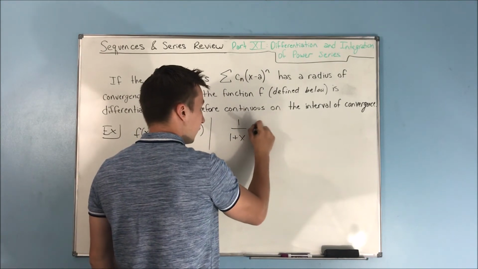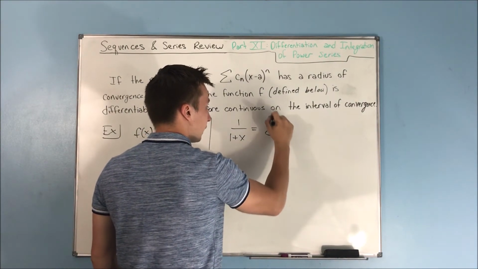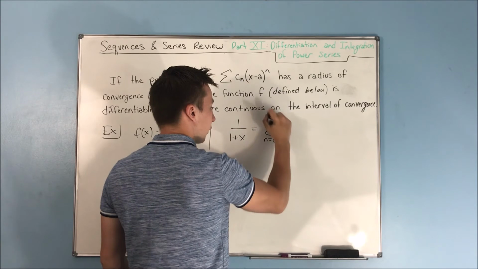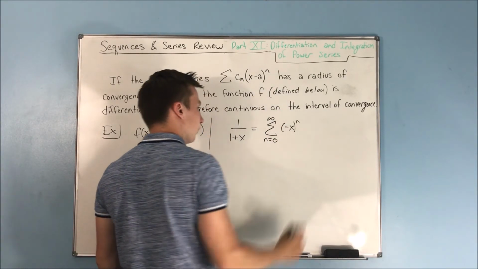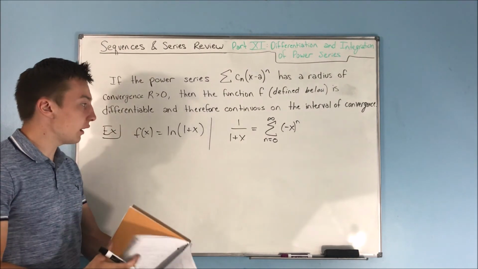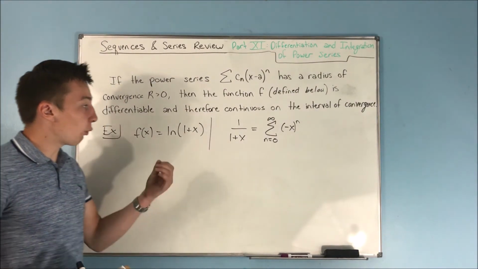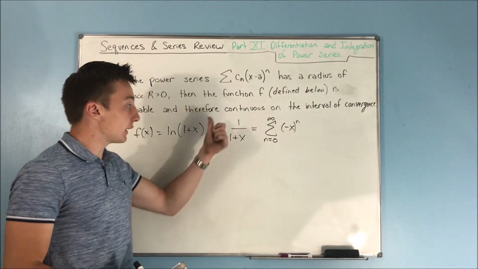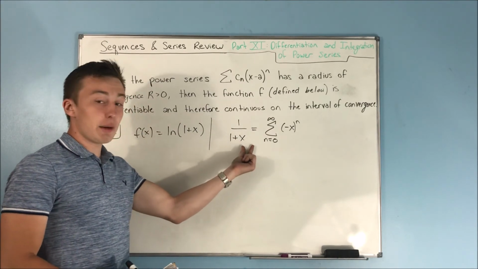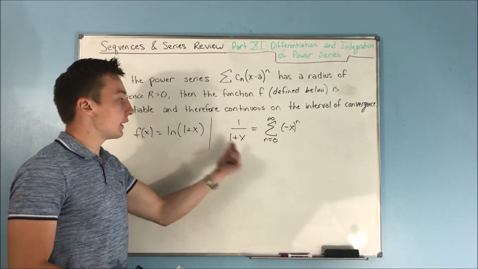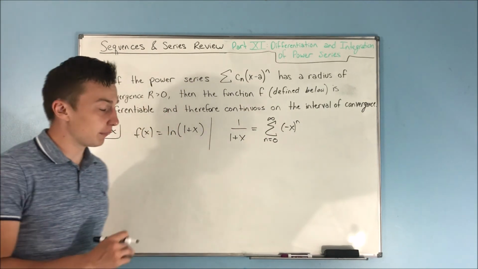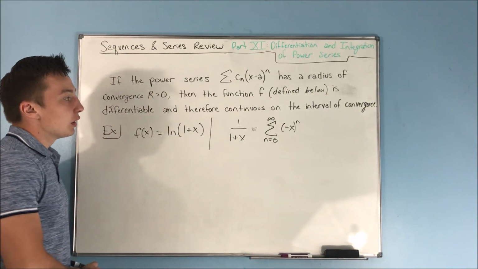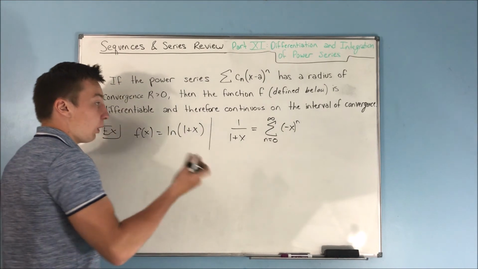Now, this is equal to the power series, the sum from n equals 0 to infinity of negative x to the n. Why is it a negative x to the n? Well, remember, we want a 1 over 1 minus something, and we can rewrite this as 1 over 1 minus a negative x. That something is negative x. That's what goes in as your common ratio in the geometric power series.